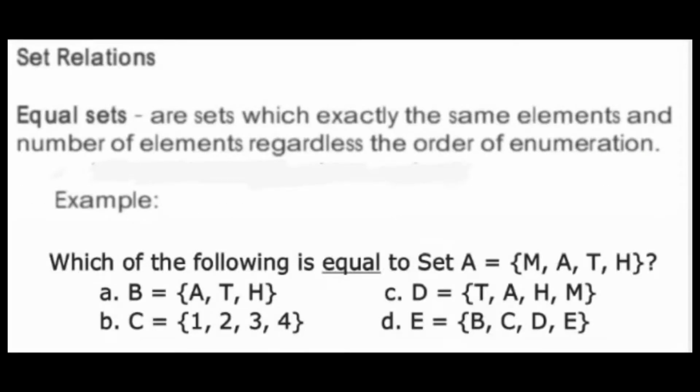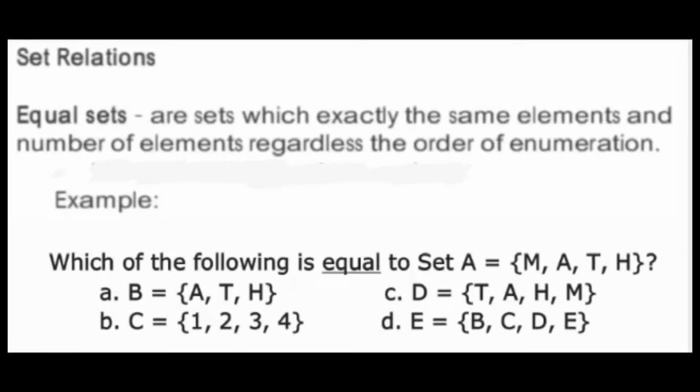So now, let's start with our first example. So, ang question dito, which of the following is equal to set A? And as you see, ang set A natin ay may elements na letter M, letter A, letter T, and H. So, alin kaya sa apat na choices natin ang equal kay set A?